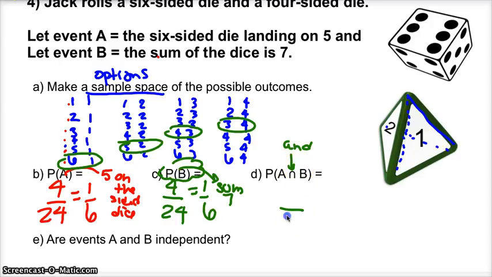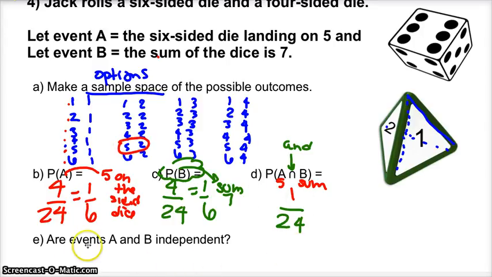Now the next one is asking for the probability of A and B. So there are still 24 total options. Well, what's the probability of A and B? Meaning, what's the probability of rolling a 5 and having the sum of 7? 5 with a sum of 7, your only option is this one.